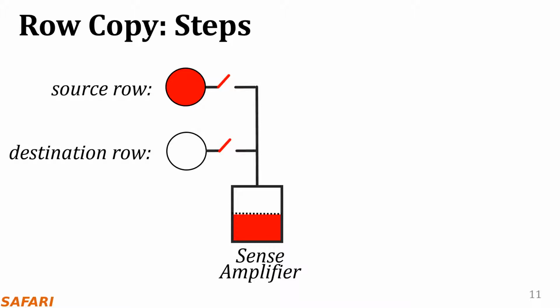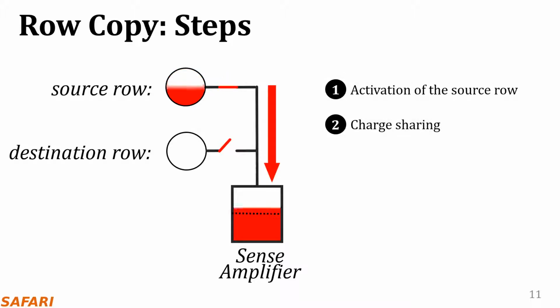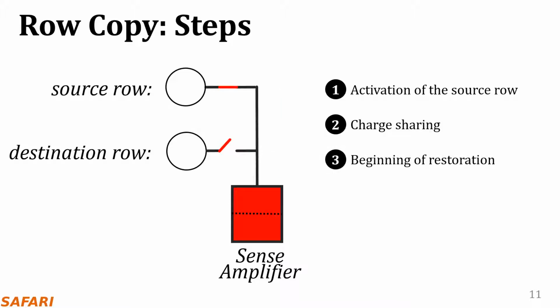For simplicity, let's assume in this slide that DRAM rows have only a single cell. Here, our goal is to copy data from the source row to the destination row. There are 5 steps involved. First, the source row is activated. Following the activation, the source row shares its charge with the sense amplifier. Then the sense amplifier starts restoration.